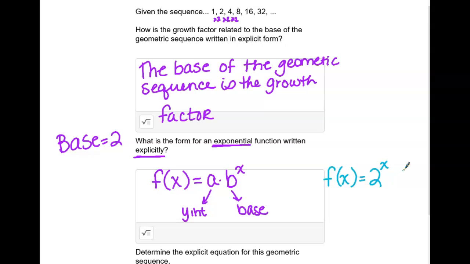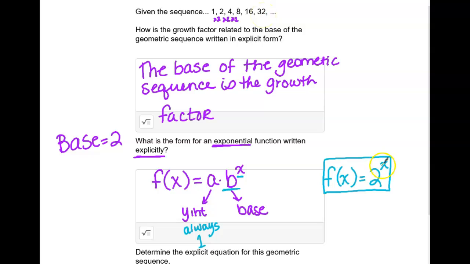Now, typically when we're talking about an exponential function, this y-intercept is always going to be 1. And so we really don't need to put this on here, because 1 times anything is always itself. So this is what we're going to go with. It's just the base to the power of x. And this is always going to be an x, because the exponent is what's changing. Okay, so like here our exponent would have been 0. This would have been 1, 2, 3, 4, 5, and so on.